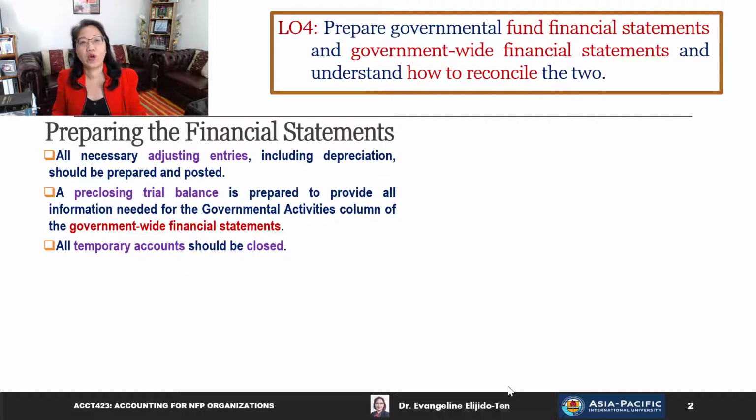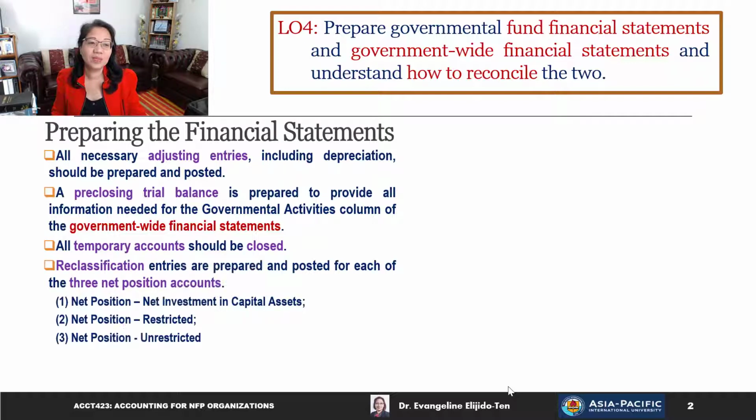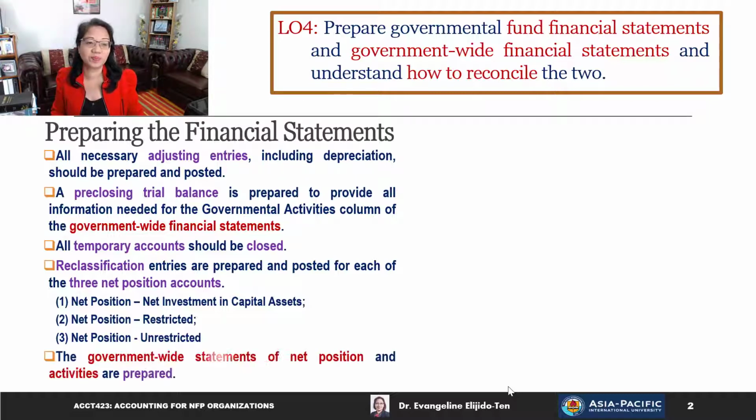Then all temporary accounts should be closed, and after that we also need to reclassify the three net position balances or net position accounts. So the three net position accounts are the net position for net investment in capital assets, net position restricted, and net position unrestricted. And the government-wide statement of net position and the statement of activities will then be prepared.